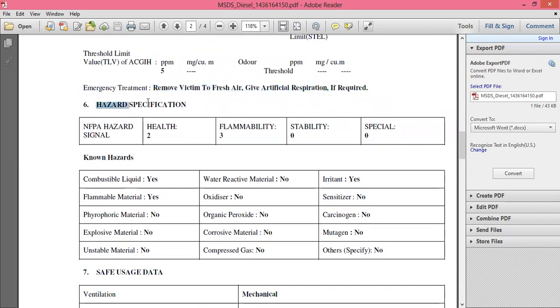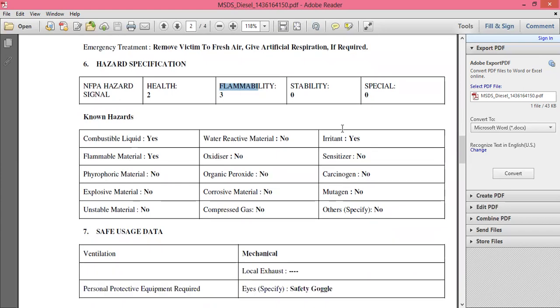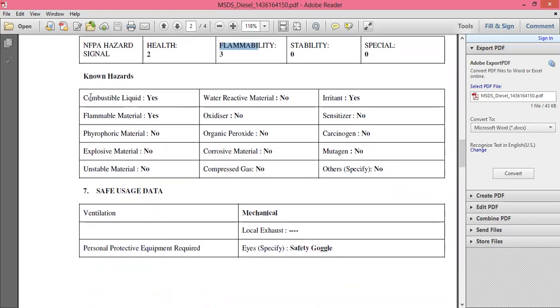Hazardous specifications: the health hazard is 2 as per the NFPA hazard signal. Flammability is 3, stability is no problem, 0, and special hazards are 0. Any other known hazards? It says it is a combustible liquid? Yes. Water reactive? No. Irritant? Yes, it is. Flammable material? Yes, it is. Oxidizer? No. Sensitizer? No. Pyrophoric material? No.